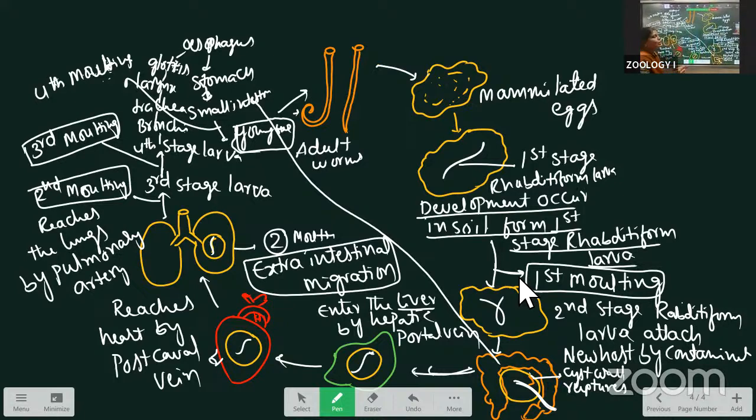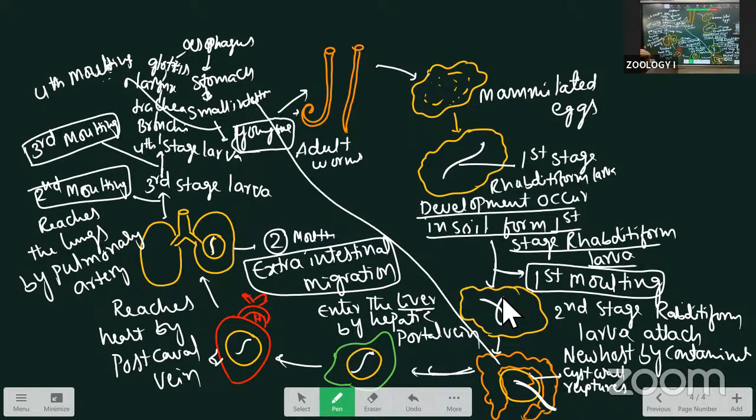Molting means they lose the outer skin and form a new stage. See, like this, the first stage larva undergoes the first molting and forms a second stage larva. Next, this is up to here. They occur outside, meaning inside the soil. The second stage larva is the infective stage to the new host.